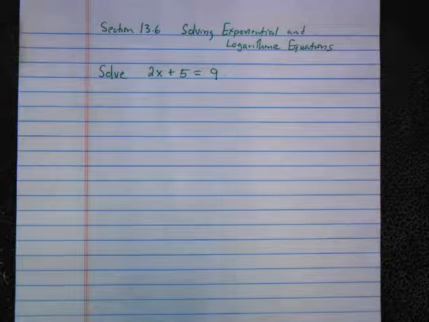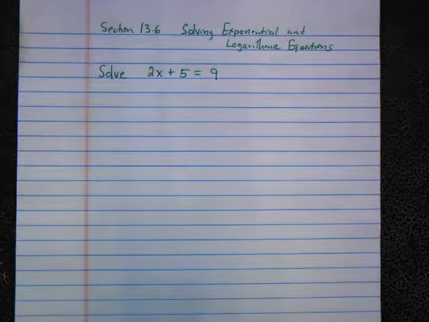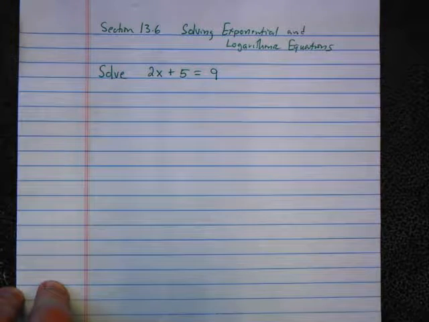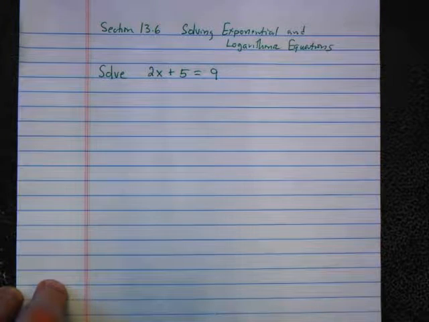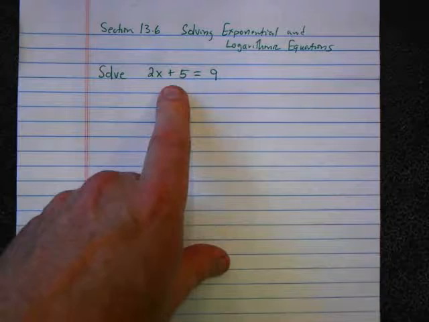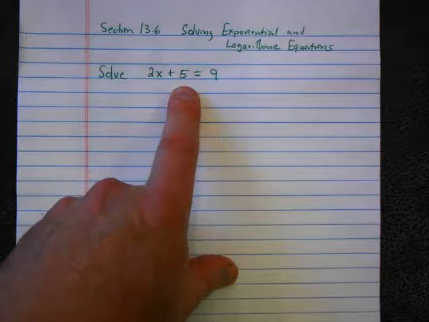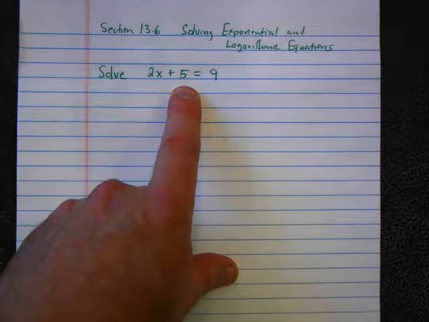All right, so here's the words I'm looking for. What's the opposite of adding 5? Subtracting 5. So to get the x by itself, if we have an add 5, we do the inverse of add 5. The inverse of add 5 is subtract 5.